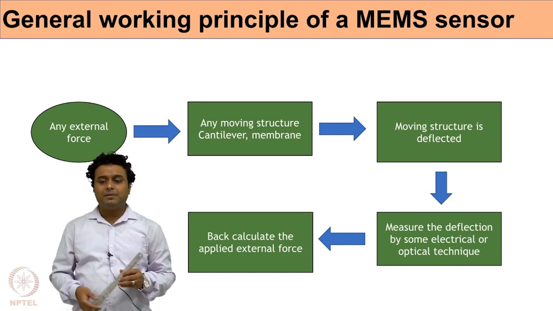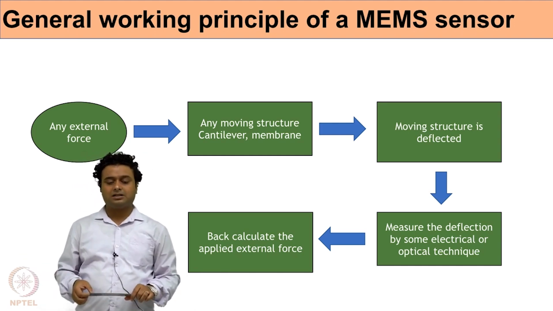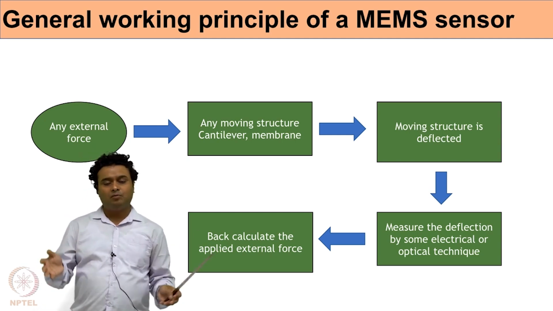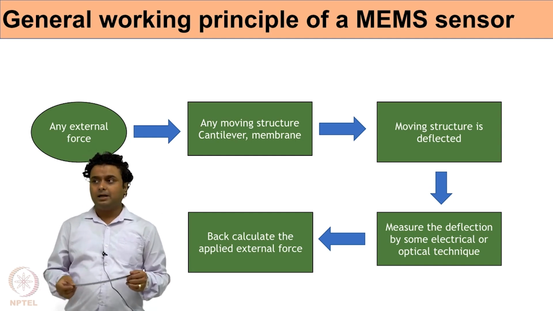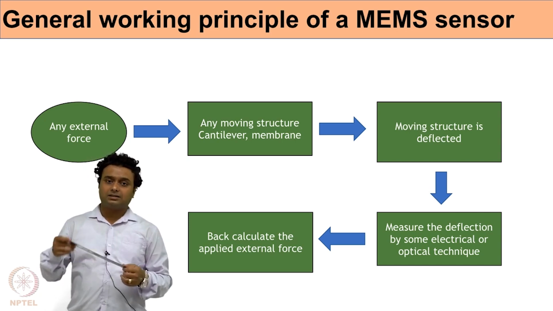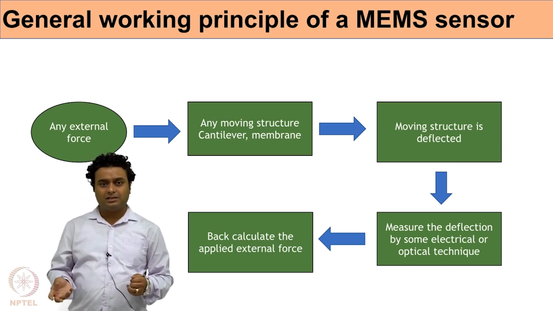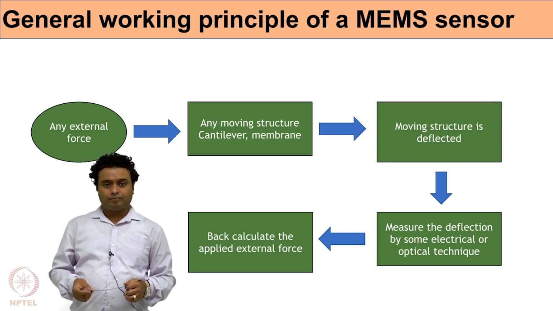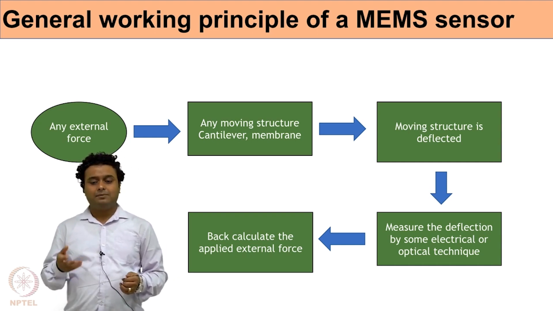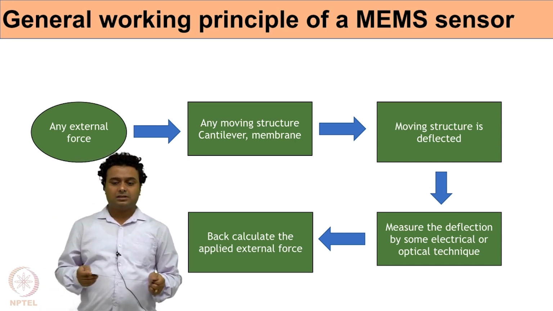So in general, for any MEMS sensor you take, there is an external force acting on some kind of moving structure like a cantilever or membrane, and because of that force, the structure is deflected. That deflection causes some kind of electrical or optical change, through which we can measure that particular deflection and back-calculate the applied external force. So this is the end of this module.